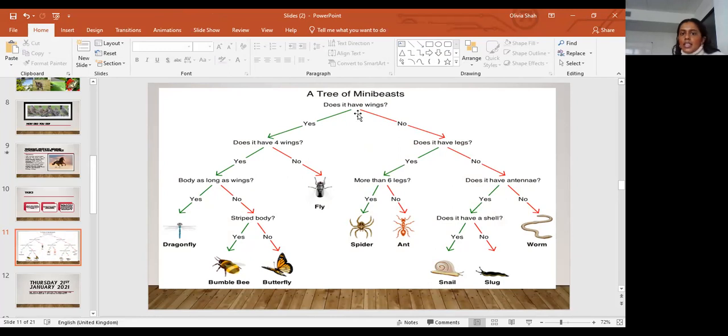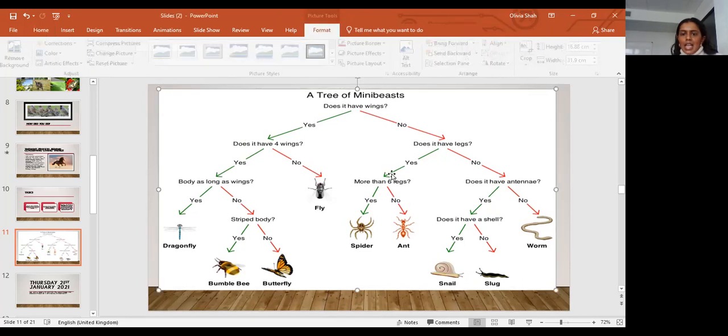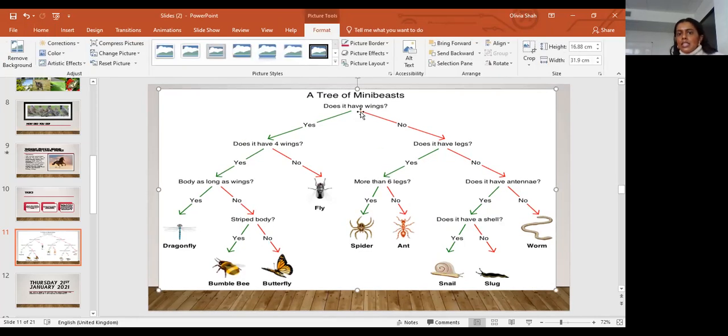Okay, and on the other side, does it have wings? No. So these are yes/no questions, just as an example. Does it have legs? Yes. More than 6 legs? Yes, so it's a spider. More than 6 legs? No, so it's an ant. Does it have wings? No. Does it have legs? No. Does it have an antennae? No, so it's a worm. Does it have an antennae? Yes. Does it have a shell? Yes, so it's a snail. Does it have a shell? No, so it's a slug.